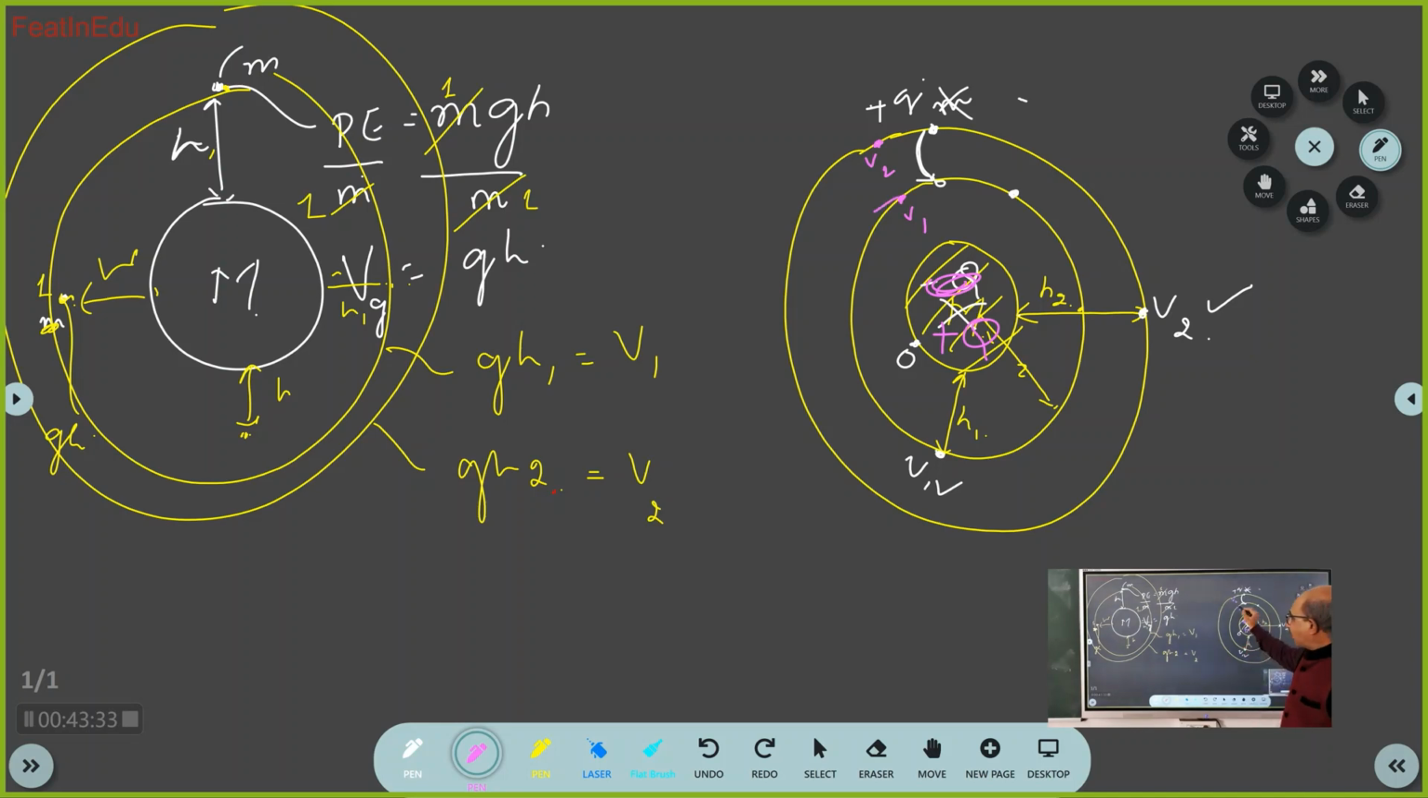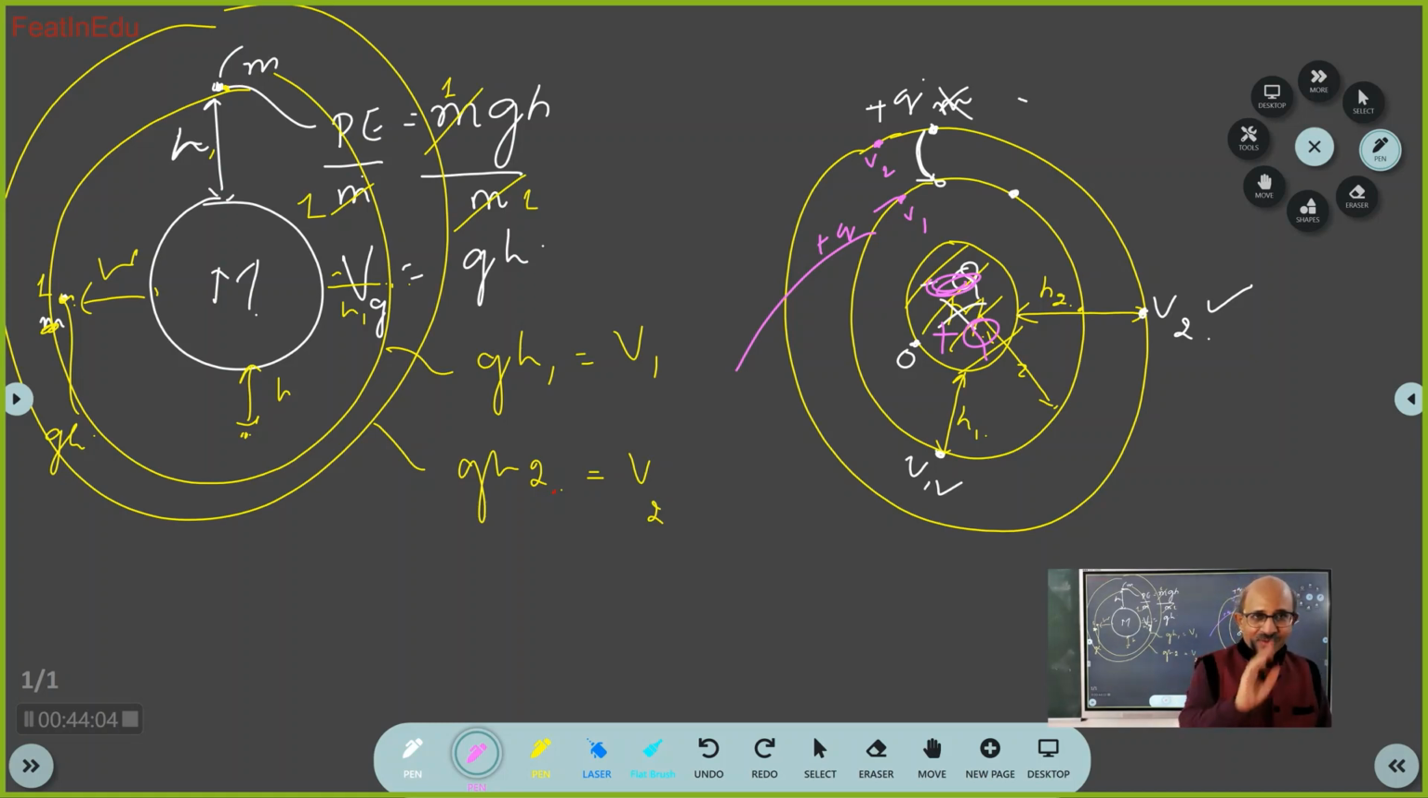Now, if you keep a positive charge here, what will happen? It will go from here to here. And what did I tell you? Charge will move from higher. Using this logic, you can say this is at a higher potential. Got it now? But why it is at higher potential, I will explain in the next slide.